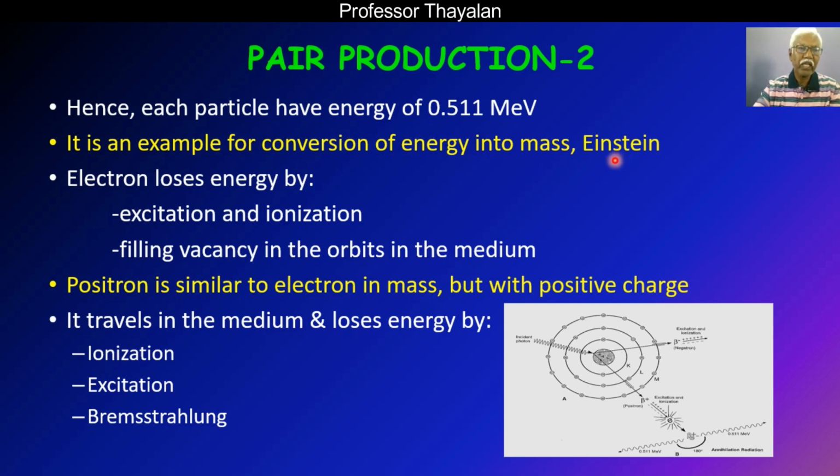What is the fate of the electron after this pair production? The electron here, what will happen? It loses energy in the medium by excitation and ionization as well as filling vacancy in the orbit in the medium. Similarly, what does the positron do? Positron is similar to electron in mass but with a positive charge. It travels in the medium and loses energy by ionization, excitation and Bremsstrahlung process.